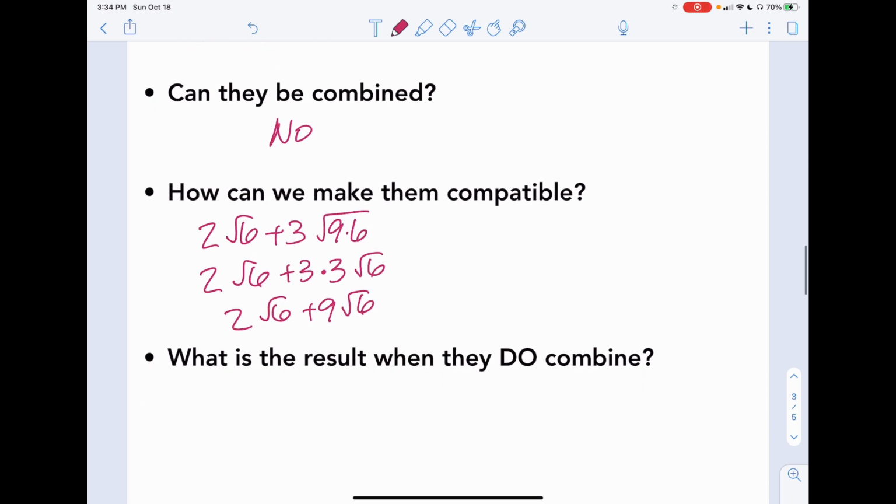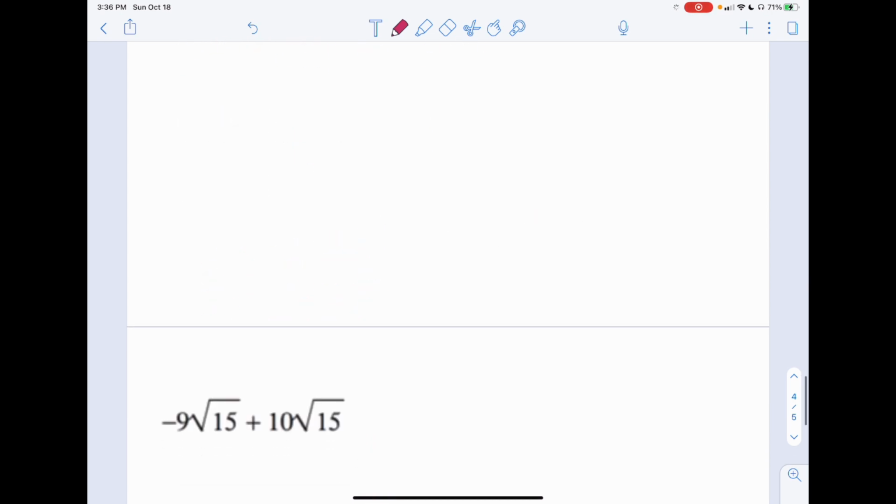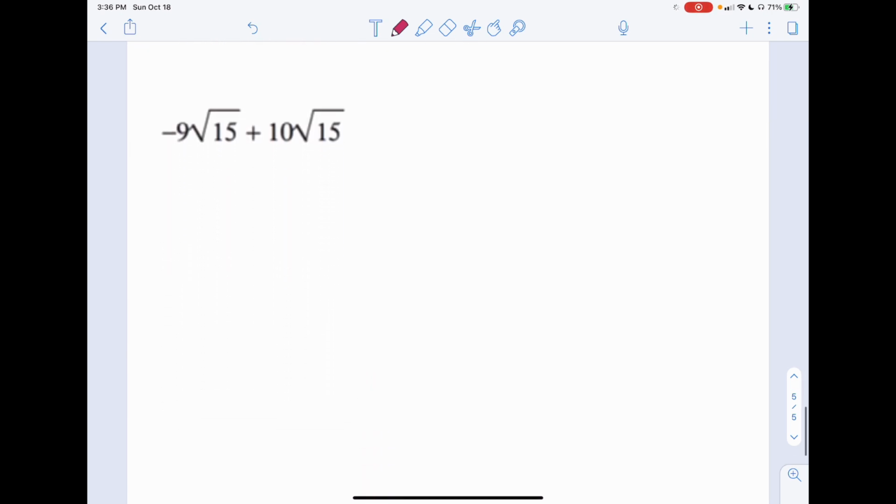And what is the result when they do combine? Well, 2 plus 9 is 11 radical 6. So that should be our final result. If we look at an example such as this, negative 9 radical 15 plus 10 radical 15, can these be combined? Yes, they can, because they already have the same radicand.